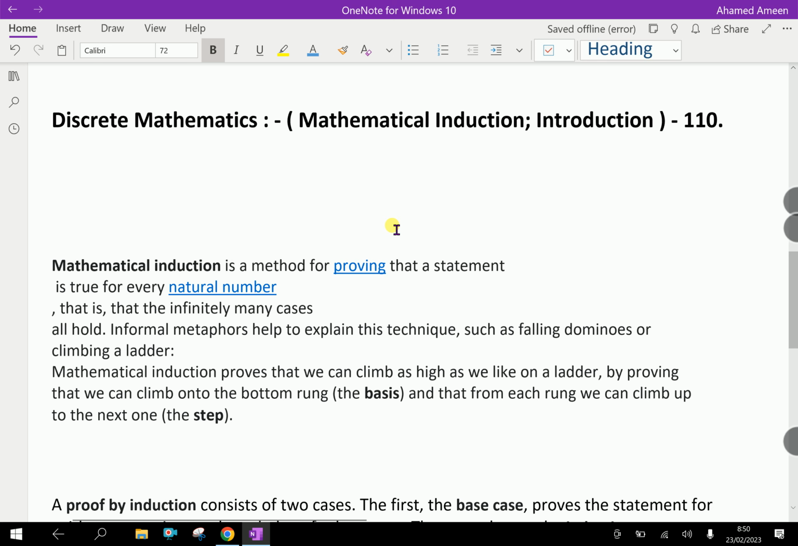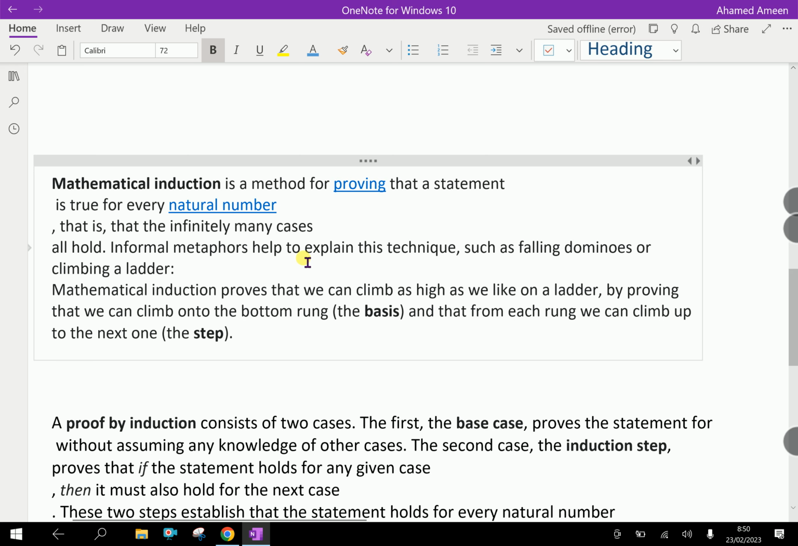Mathematical induction is an extremely important proof technique that can be used to prove assertions of this type. As we will see in this video and in subsequent videos, we will discuss mathematical induction using some example problems. Mathematical induction is a method of proving that a statement is true for every natural number.